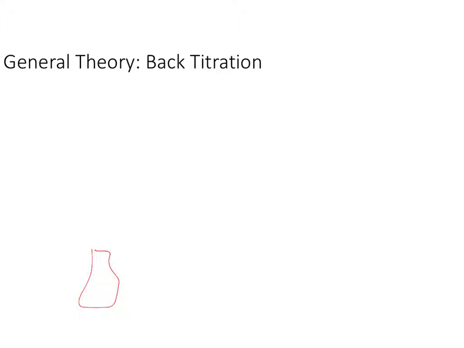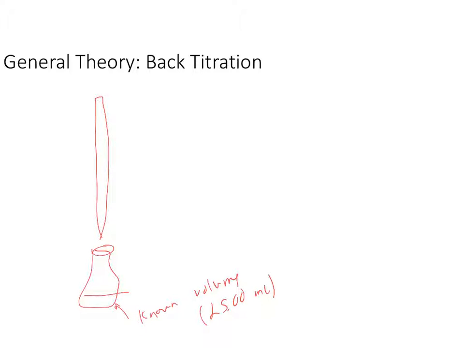So in a regular titration, we have a flask, we have a burette, and the flask has some known volume, and that volume is maybe something like 25 milliliters that came from a volumetric pipette, and that is typically an acid. And in the burette, you have a base, and the base has a known concentration of hydroxide. Maybe it's sodium hydroxide. That's a typical base we use for titrations.